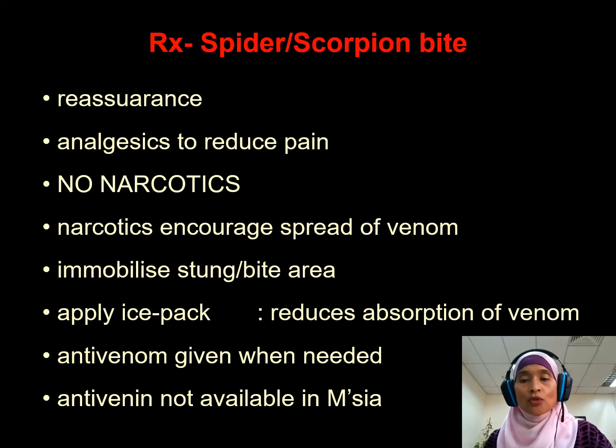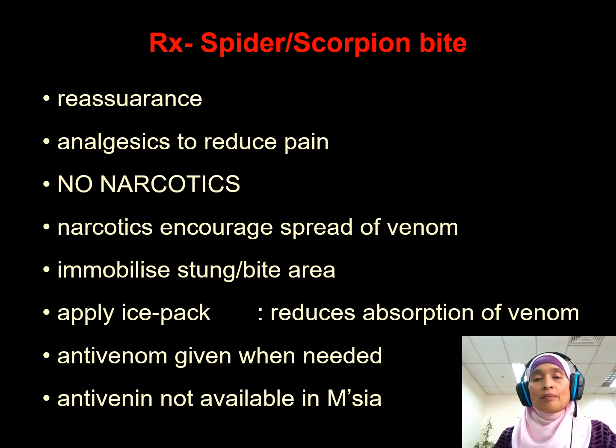When a patient presents to you with evidence of a spider bite or a scorpion bite, first and foremost, you need to reassure the patient. You don't want the patient to panic, start crying, and go frantic over the bite of the spider or the scorpion. Now, you may want to give your patient some analgesia to reduce the pain. However, you do not give them any form of narcotics like morphine, because this may encourage the spread of the venom systemically.